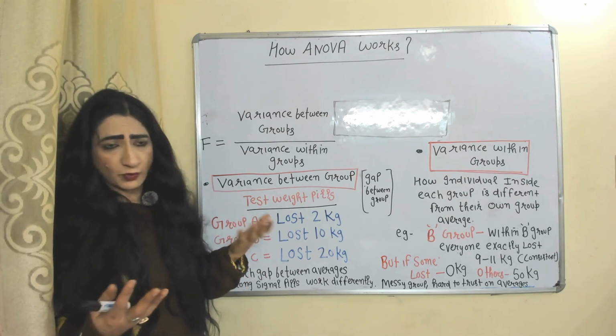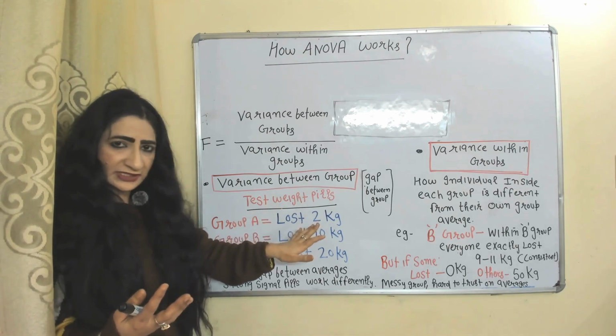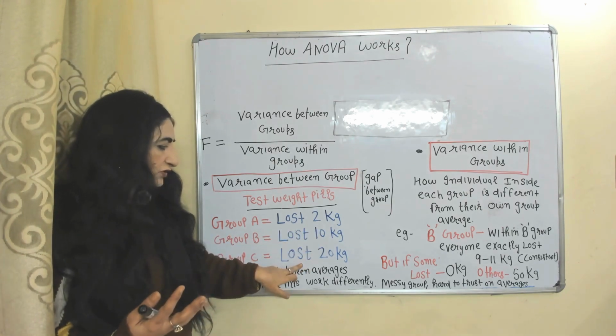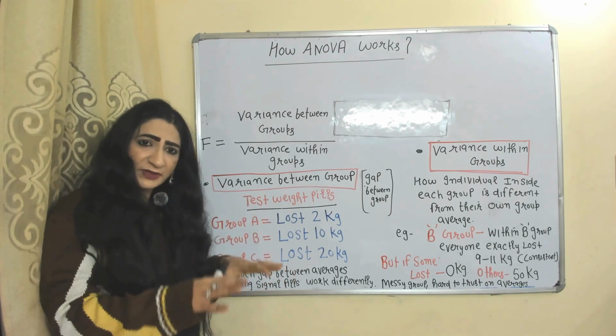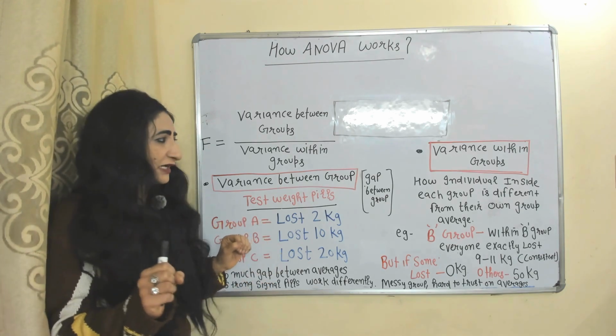For example, you want to test weight pills. Group A lost 2 kg, Group B lost 10 kg, Group C lost 20 kg. So here you can see so much gap between averages. This is a strong sign the pills are working differently.